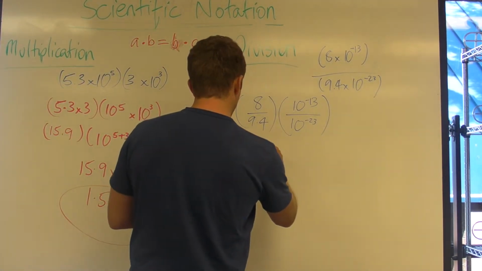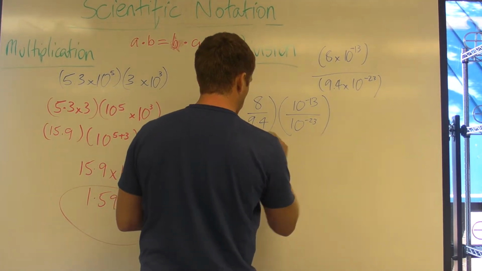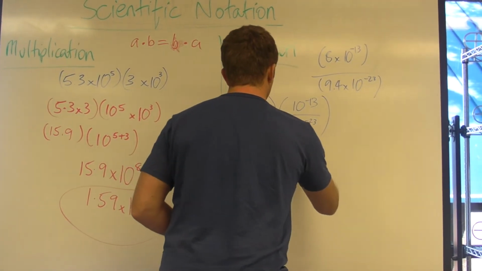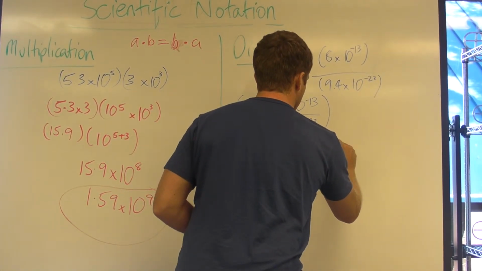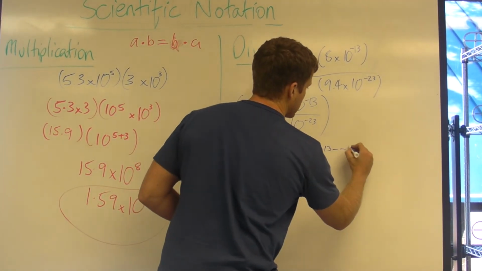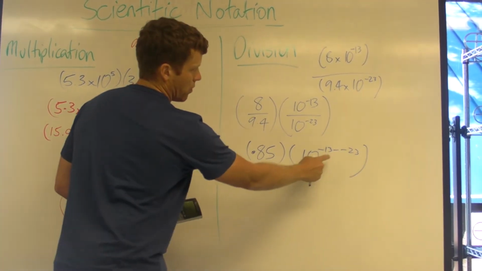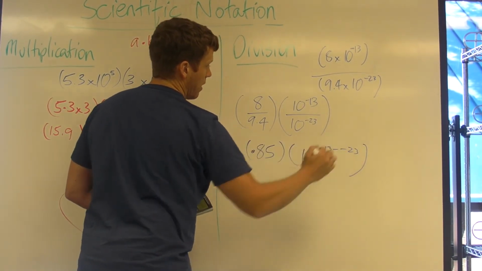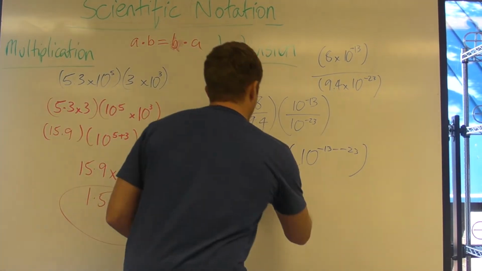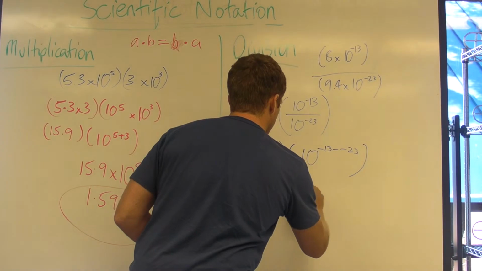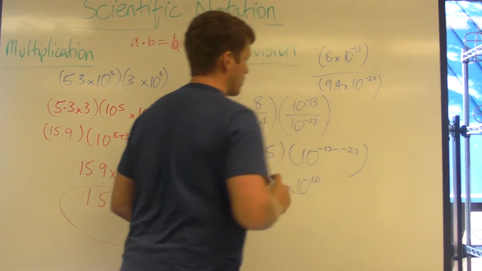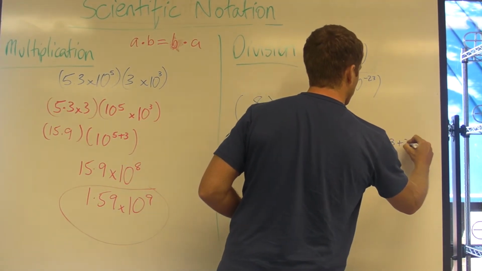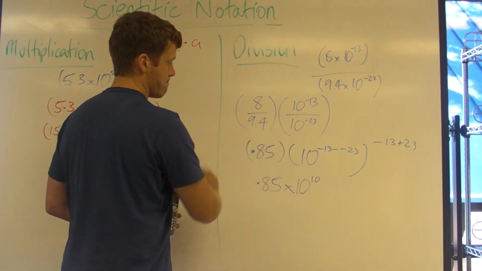So that gives me 0.85, let's call it, after some rounding. What I'm going to do here is subtract these exponents. So that's going to give me 10 to the power of minus 13, and that's going to subtract negative 23. So this is actually going to end up being minus 13 added to 23. So that's going to give me a power of 10. So 0.85 times 10 to the power of 10. So negative 13, that's going to end up being plus 23, which is going to end up being 10.